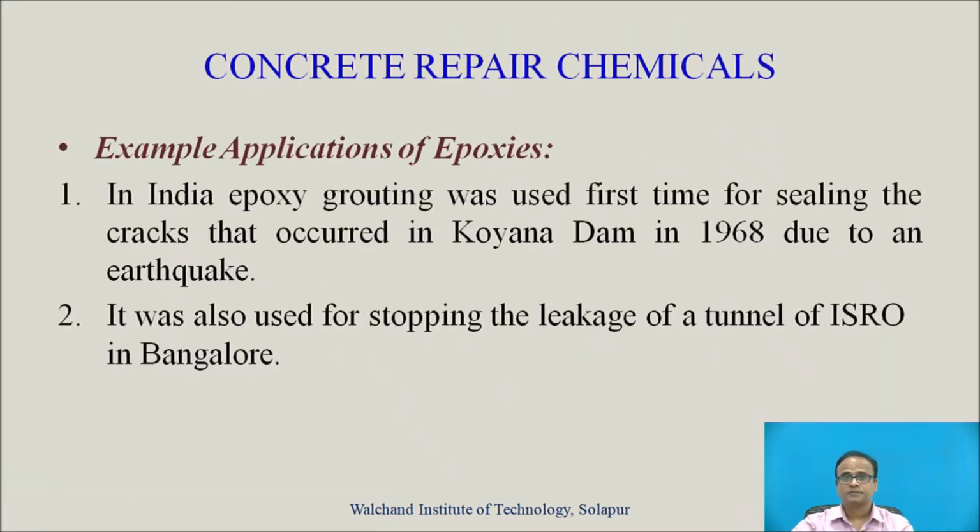in concrete structures. For example, in India, particularly in Koyana Dam, in 1968, epoxy grouting was used for the first time to seal the cracks that occurred in the dam, and these cracks happened due to an earthquake. As we know, the Koyana Dam region is very much prone to earthquake forces. So the cracks which developed due to the earthquake were sealed by using epoxy grouting, and this happened in 1968. It was also used for stopping leakages, especially in a tunnel of ISRO in Bangalore.